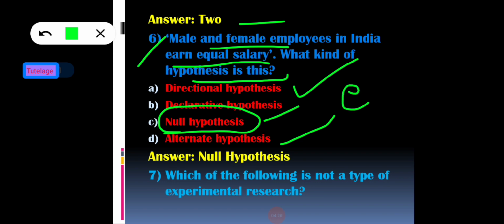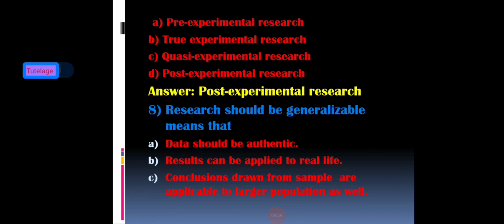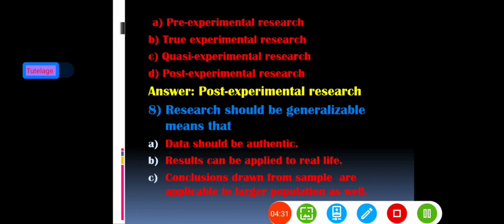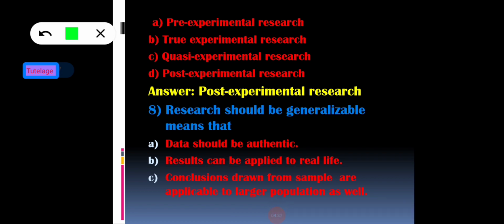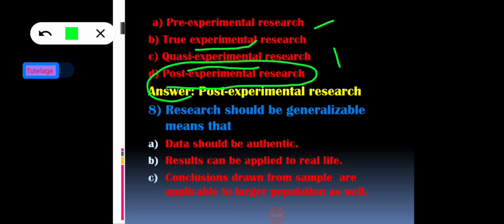So now move on to the next question, and the next question is, which of the following is not a type of experimental research? So we have already told what you mean by experimental research, but experimental research is of three types. First one is pre-experimental research, second one is true experimental research, and third one is quasi-experimental research. But post-experimental research, so option number D, is not a type of experimental research. So we can say option number D, that is post-experimental research, is the correct answer of this particular question.